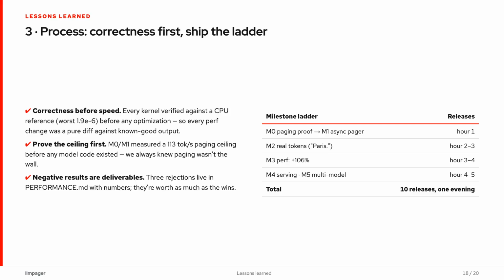Lesson 3 is about process. Correctness first: every kernel verified before any tuning, which made optimization safe. Prove the ceiling first. We measured what paging could deliver before writing a line of model code, so we always knew where the wall wasn't. And treat negative results as deliverables. The rejected experiments are documented with numbers right next to the wins. The whole ladder, paging proof, real tokens, doubling performance, multi-model serving, went from an empty repository to 10 tagged releases in one evening.